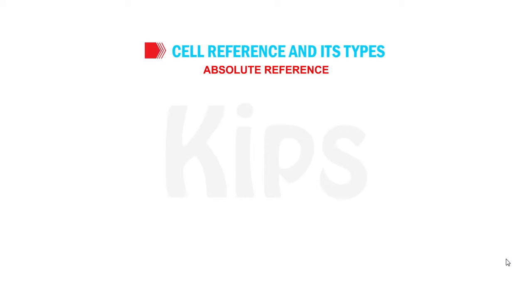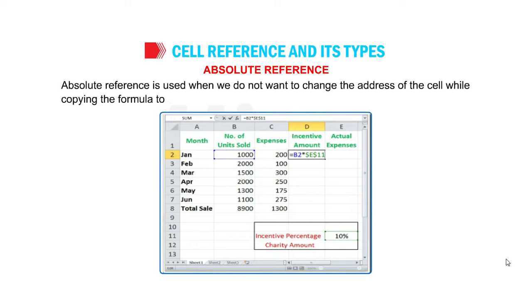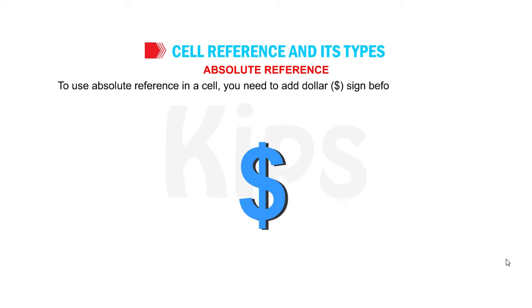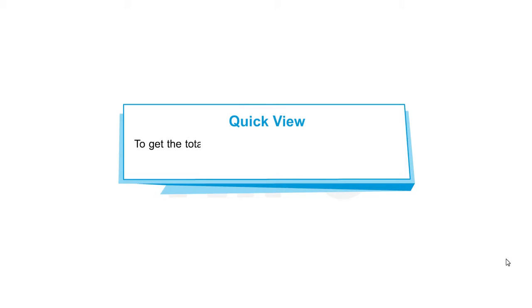Now, the second type of cell reference is absolute reference. Absolute reference is used when we do not want to change the address of the cell while copying the formula to another cell. To use absolute reference in a cell, you need to add the $ sign before the column and row number. For example, equal to $A$1 plus $A$2.